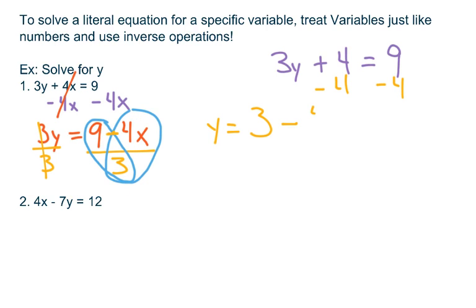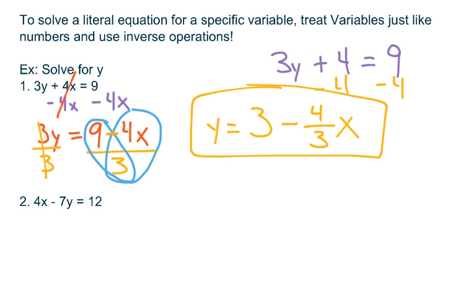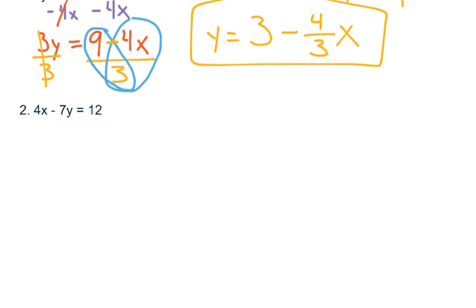I would much rather prefer that you write your answer as a fraction rather than a mixed number or a decimal. So I have 4 over 3, and then, whoops, need an x on the end. And this right here is your answer. y equals 3 minus 4/3 x. That's it. We're solving the equation for y. When it says solve for y, it means get y by itself. And we've done that. Let's try another one here.